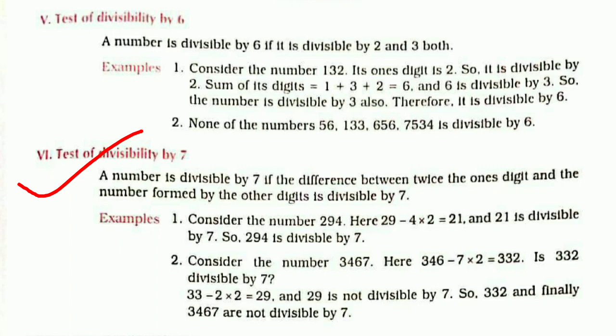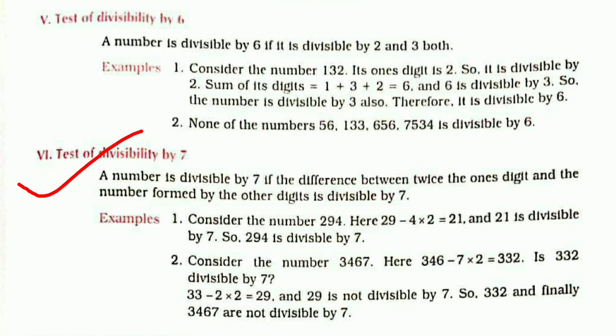Now let us see the second example. Consider the number 3467. Here we will make the last digit double, so 7 multiplied by 2 we write here, and except the last digit, whatever digits remain, we write here. So 346 we write here. From 346 we subtract 14, we get 332. Now again we will see whether this 332 is divisible by 7 or not.